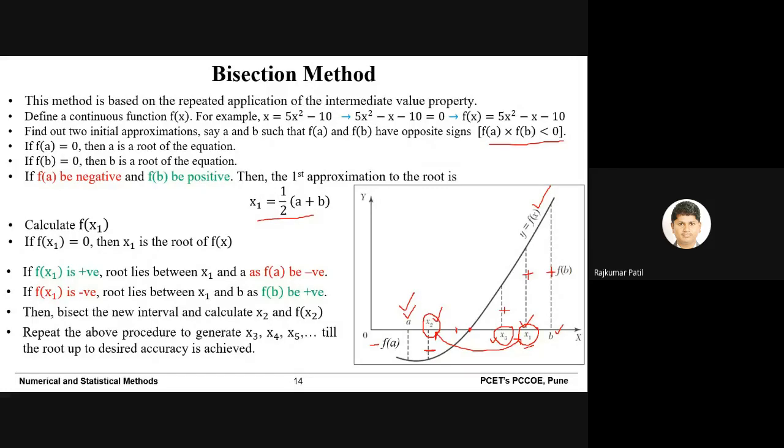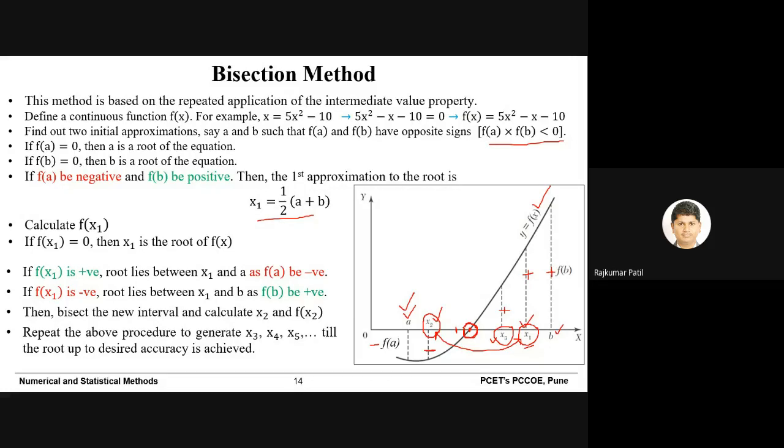But what we can understand here is, as you go on implementing the intermediate value property again and again, slowly you are moving towards the actual root. So the bisection method will definitely give you the root of the equation which lies between the points a and b, that is the initial approximations. So this is how this method works.